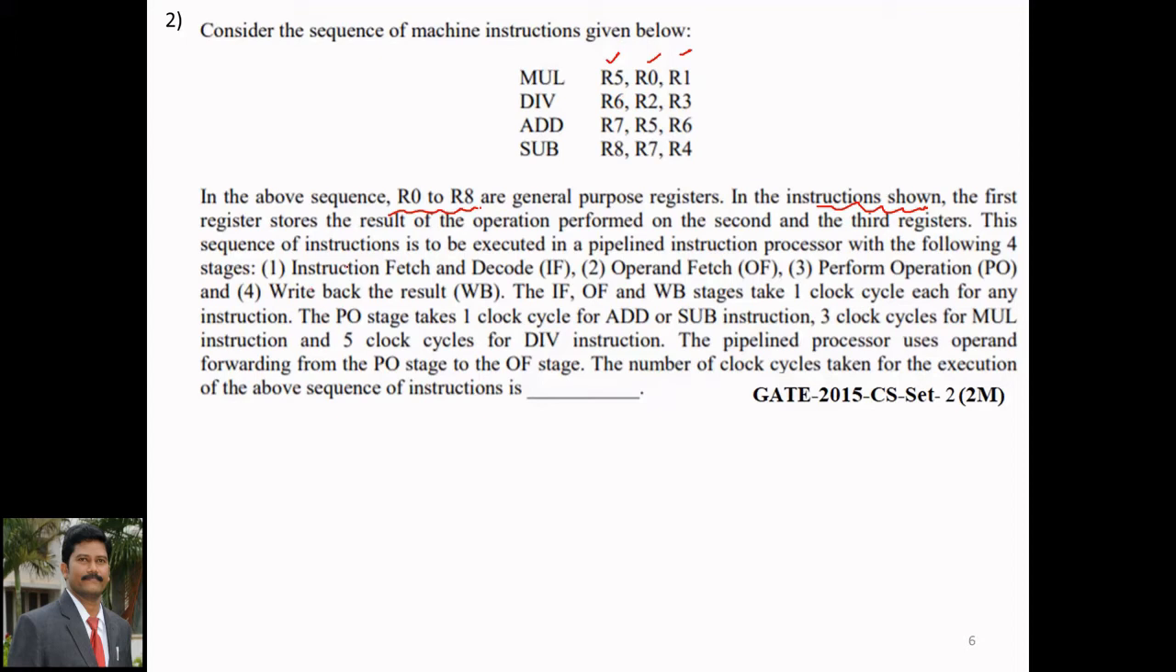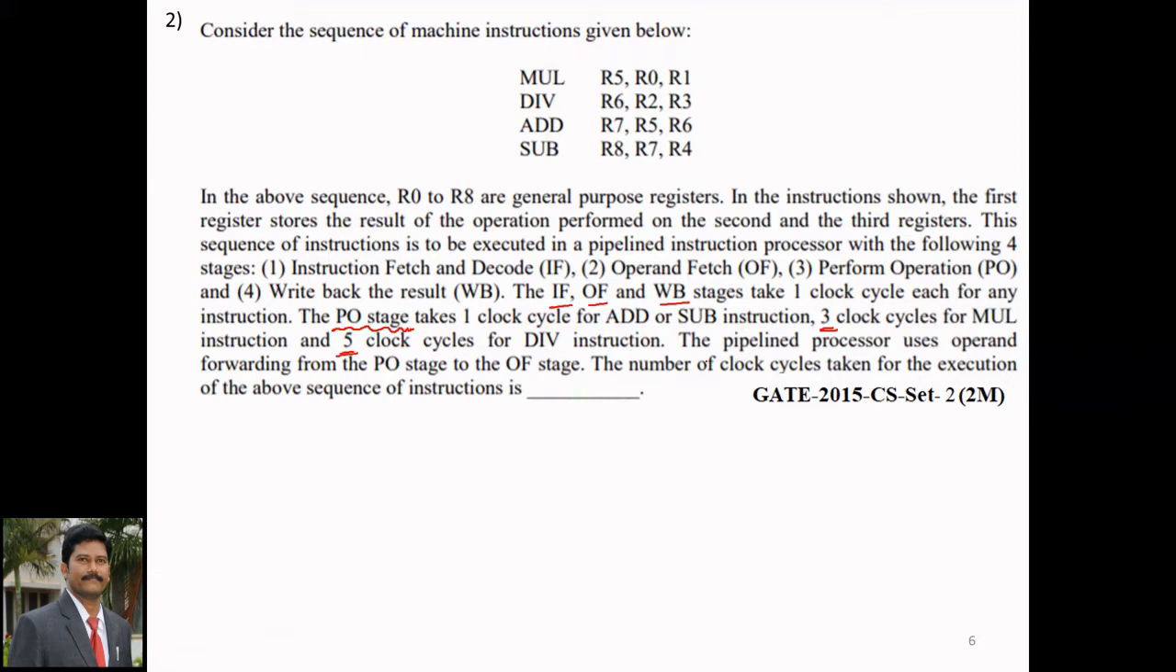This sequence of instructions is to be executed in a pipeline instruction processor of 4 stages. How many stages are given? 4 stages. One is IF, second is OF, operand fetch, then PO, perform operation in the execution unit, and WB, write back the result. The IF, OF, WB stages take 1 clock cycle each for any instruction, but the PO stage takes 1 clock cycle for add and subtract, 3 clock cycles for multiplication, and 5 clock cycles for division.